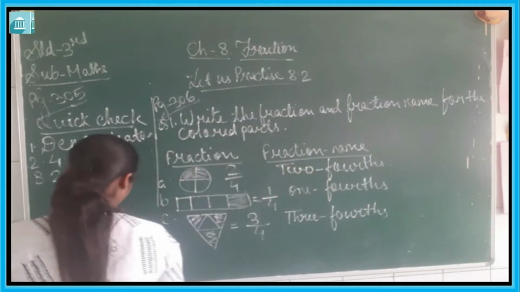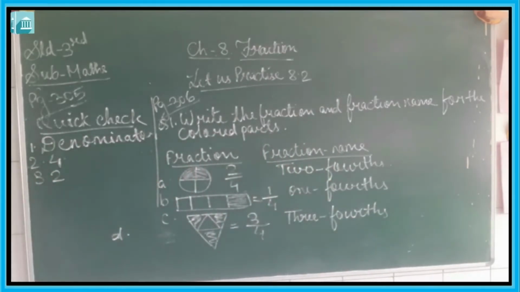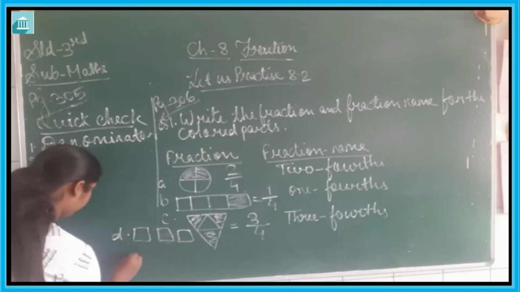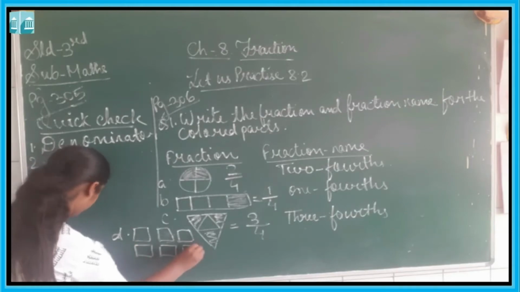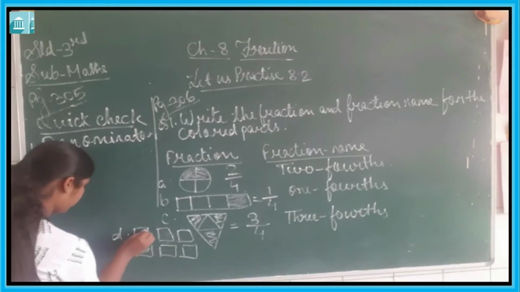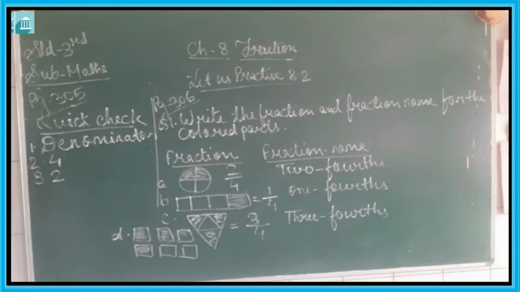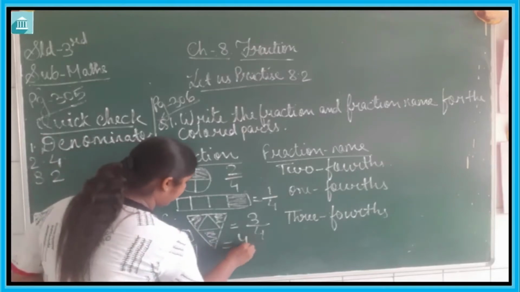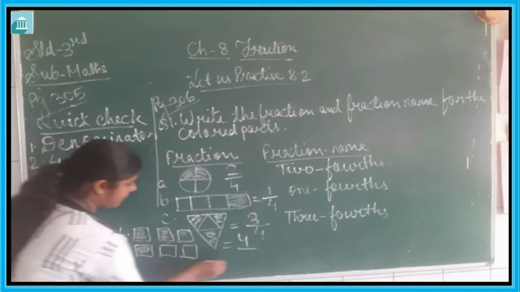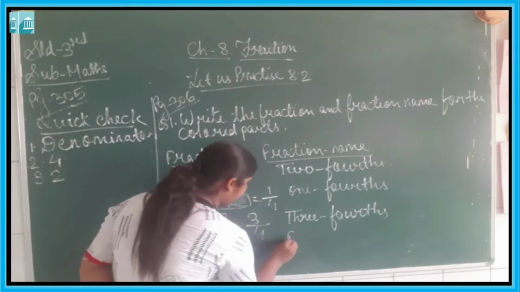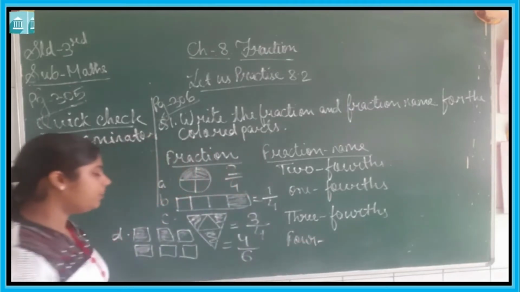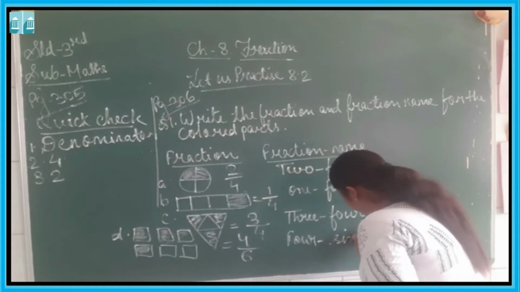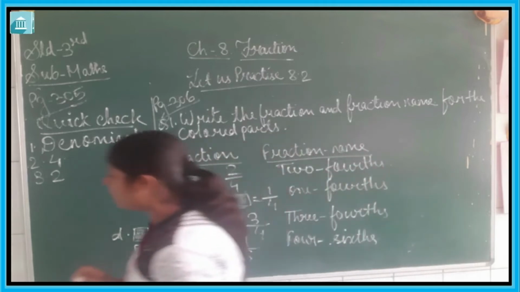Now the last one. How many parts are shaded? 1 2 3 4 parts are shaded, so we will write 4 here. The total part is 1 2 3 4 5 6. So the fraction name will be 4, and in the denominator we will add "th". So 4 sixths. Okay? Now the next one.